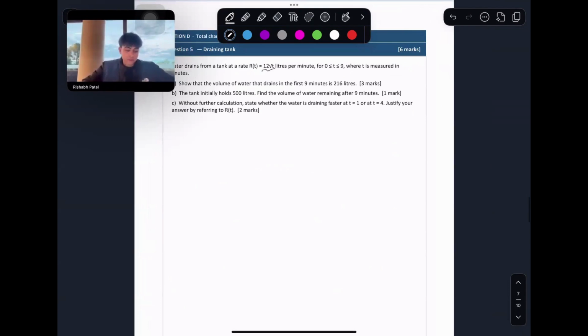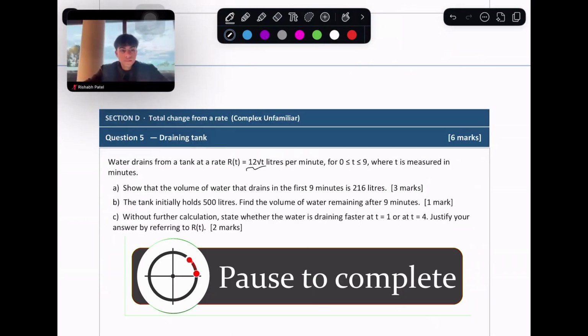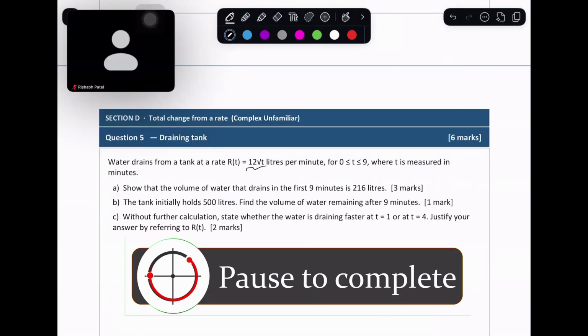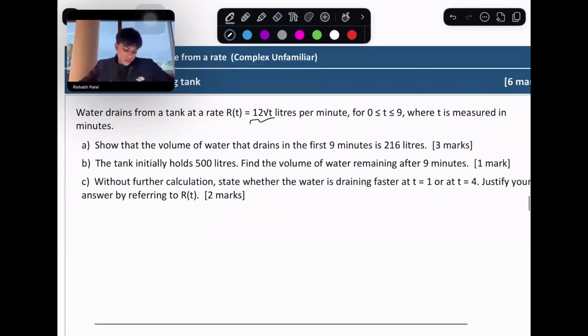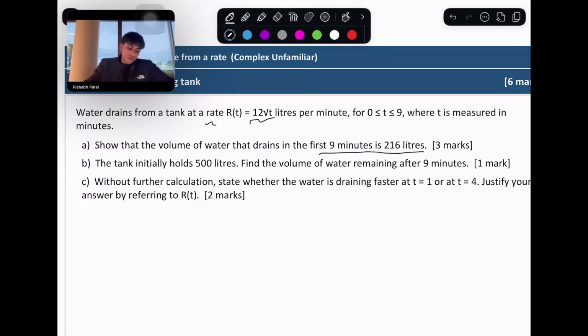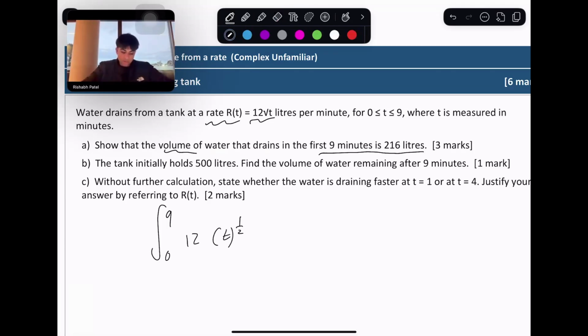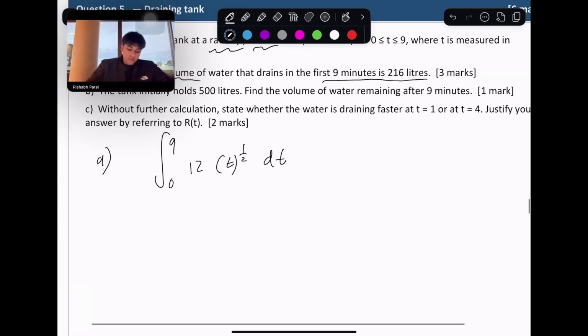All right, moving on to section D, question 5. So these are moving on to the more CU type questions. We want to show that the volume of the water that's drained in the first 9 minutes is 216 liters. So when they give you the rate of change, that's the same as dL on dt. If you want to find the actual volume, so that would be L, you can integrate it to find that. So you can integrate from 0 to 9 of 12 square root of t. Square root of t is the same as t to the power of half dt. If you integrate this, you should get your answer.